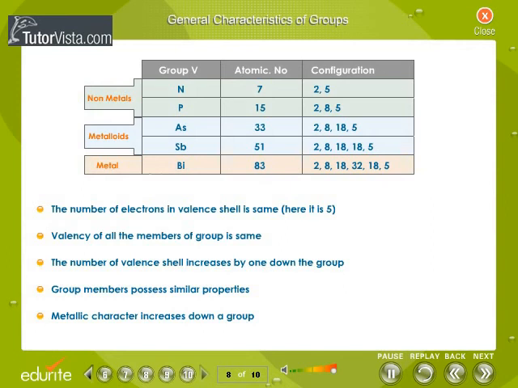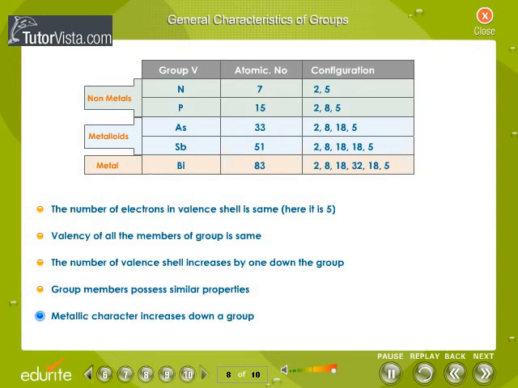General characteristics of groups. Number of electrons in the valence shell is the same in all elements that belong to a group. Valency, or the number of electrons available for bond formation, of all members of a group is the same. The number of shells around the nucleus increases by 1 on going down a group. Elements of a group possess similar properties.